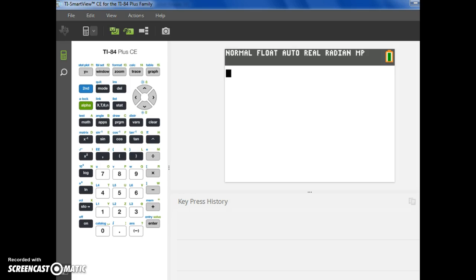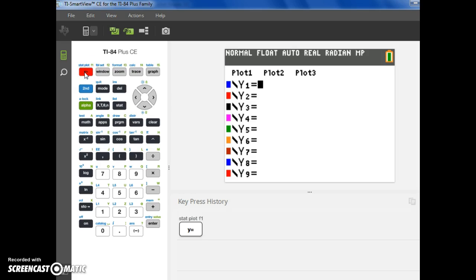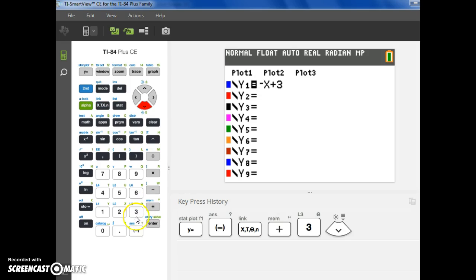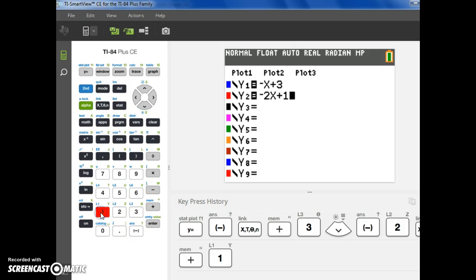To graph this, we're going to go to y equals, and in y sub 1 we're going to type the first equation, which is negative x plus 3. We're going to arrow down. And our second equation was negative 2x plus 1.